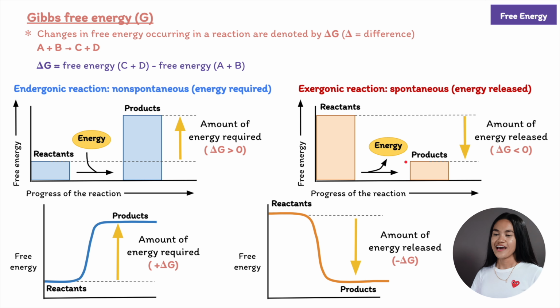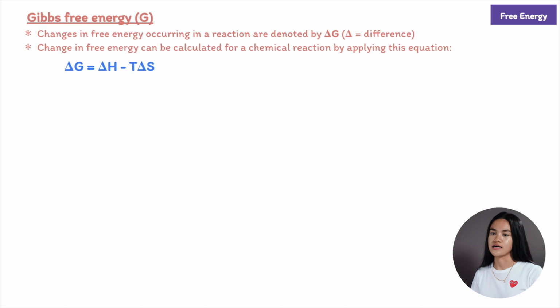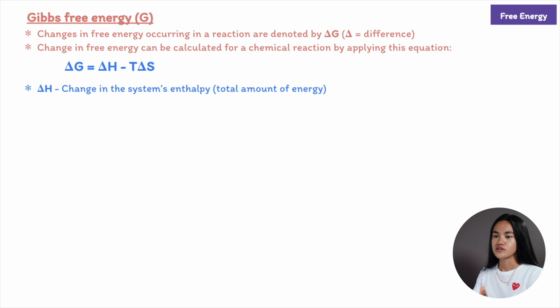All right? Now, this is great and all, but how do we actually calculate the change in free energy? How do we calculate delta G? Change in free energy can be calculated for a chemical reaction by applying this equation here. This equation uses only the properties of the system, the reaction itself. Delta H symbolizes the change in the system's enthalpy. So in biological systems, this is equivalent to total energy. Enthalpy is the total amount of energy, okay?